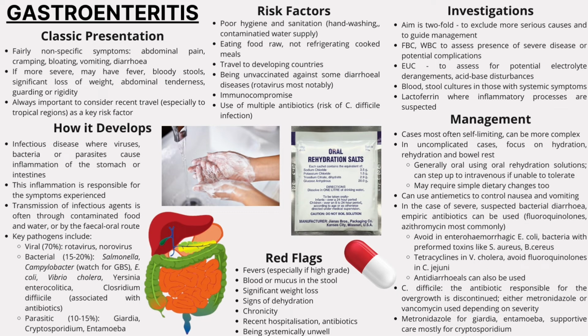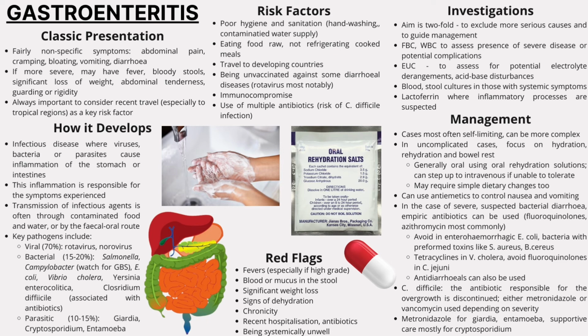In severe cases of suspected bacterial gastroenteritis, empiric antibiotics can be used. Most commonly, we use fluoroquinolones and azithromycin. However, particular pathogens have particular antibiotic susceptibility profiles to be aware of. For example, fluoroquinolones should be avoided in the case of Campylobacter jejuni because of resistance. Further, Vibrio cholera is responsive to tetracyclines, and these should be the main first-line treatment.